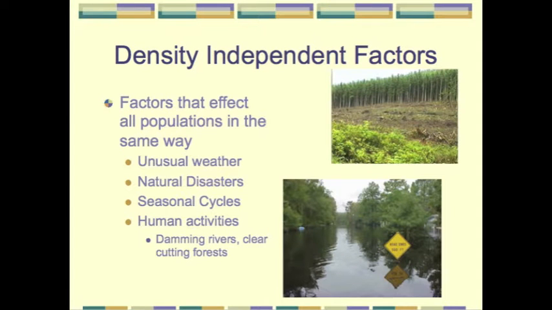Finally, we have density-independent factors. These are environmental factors that affect everything that lives in a certain area the same way. Most of the time they're broad scale stuff like natural disasters, hurricanes, tornadoes, all that affect everything in the area the same way.